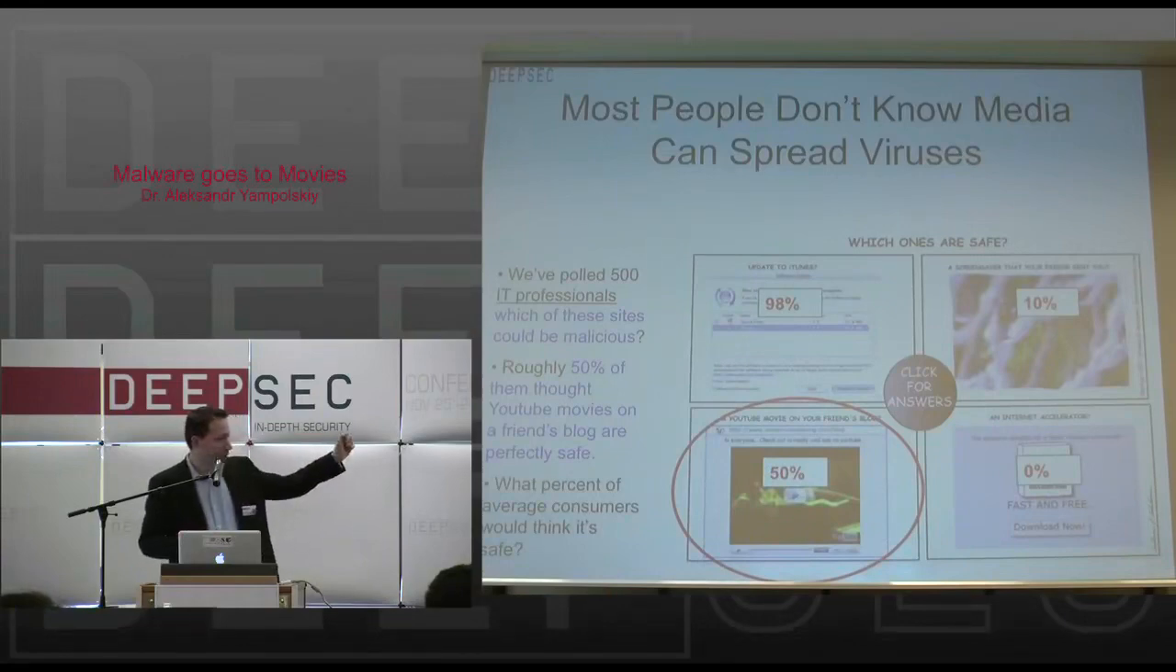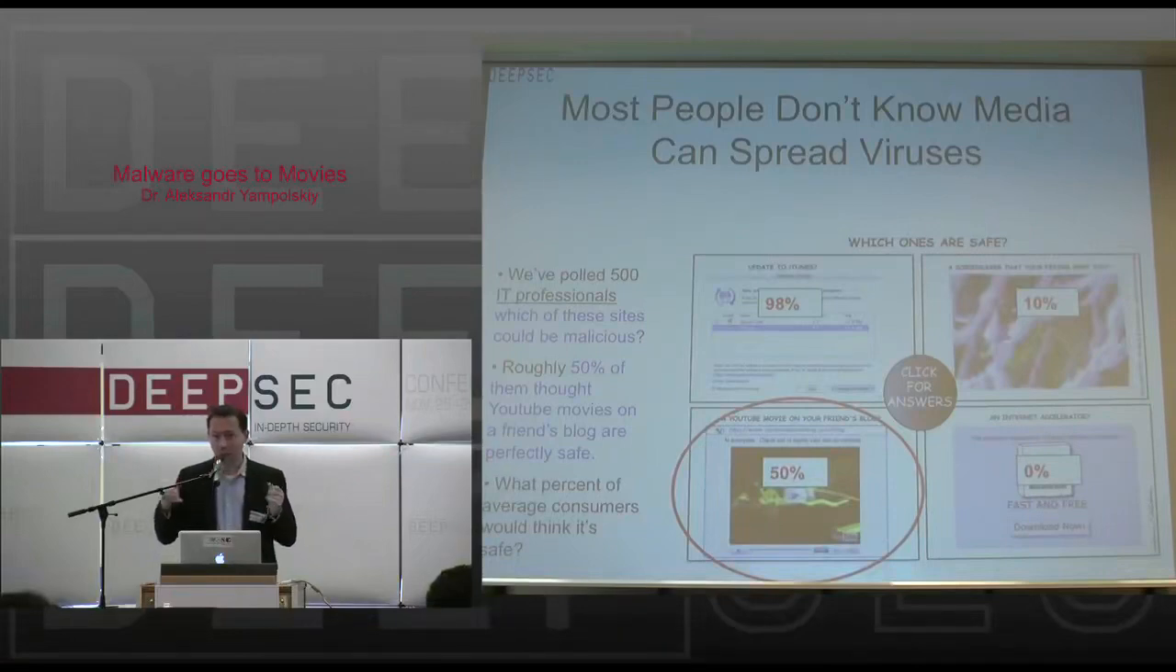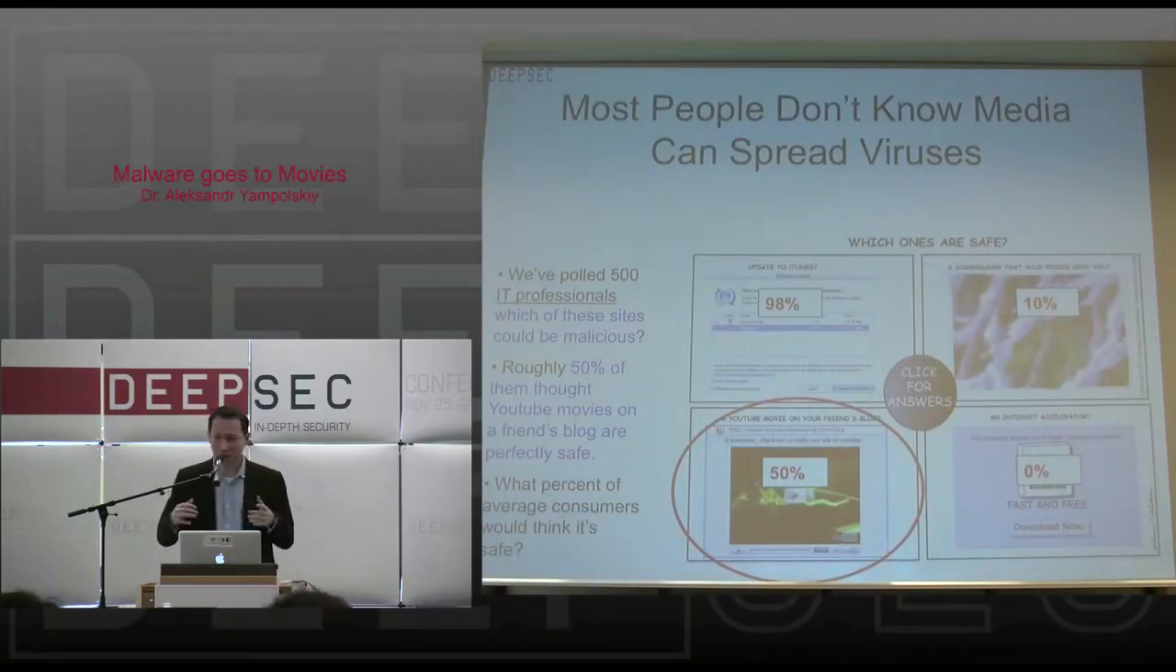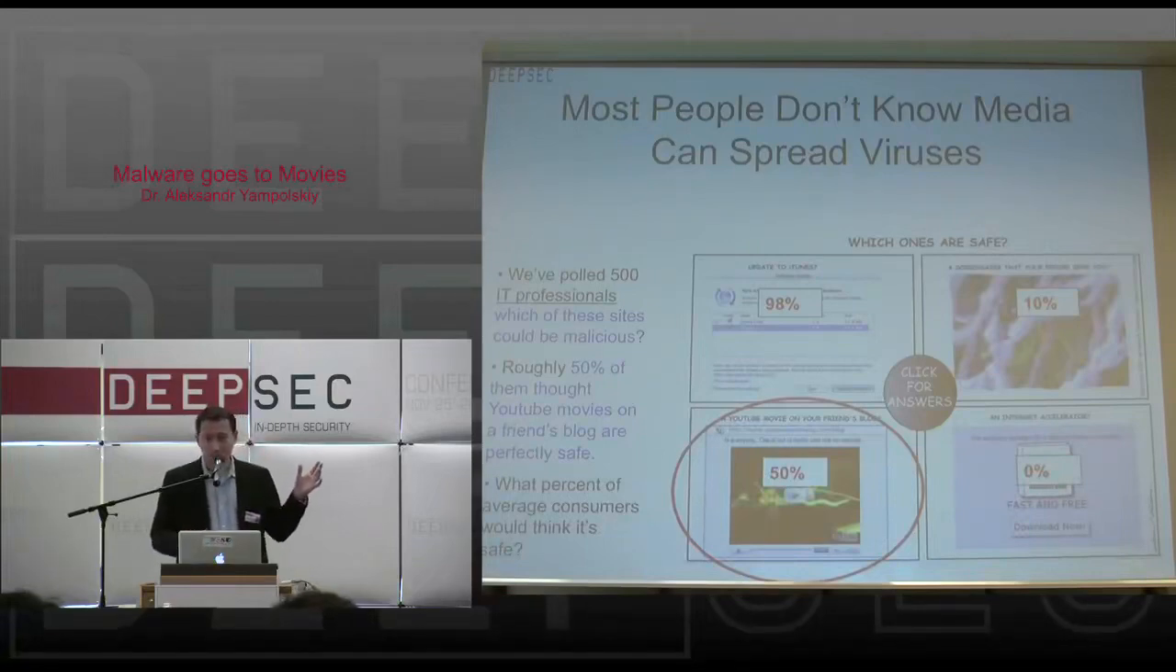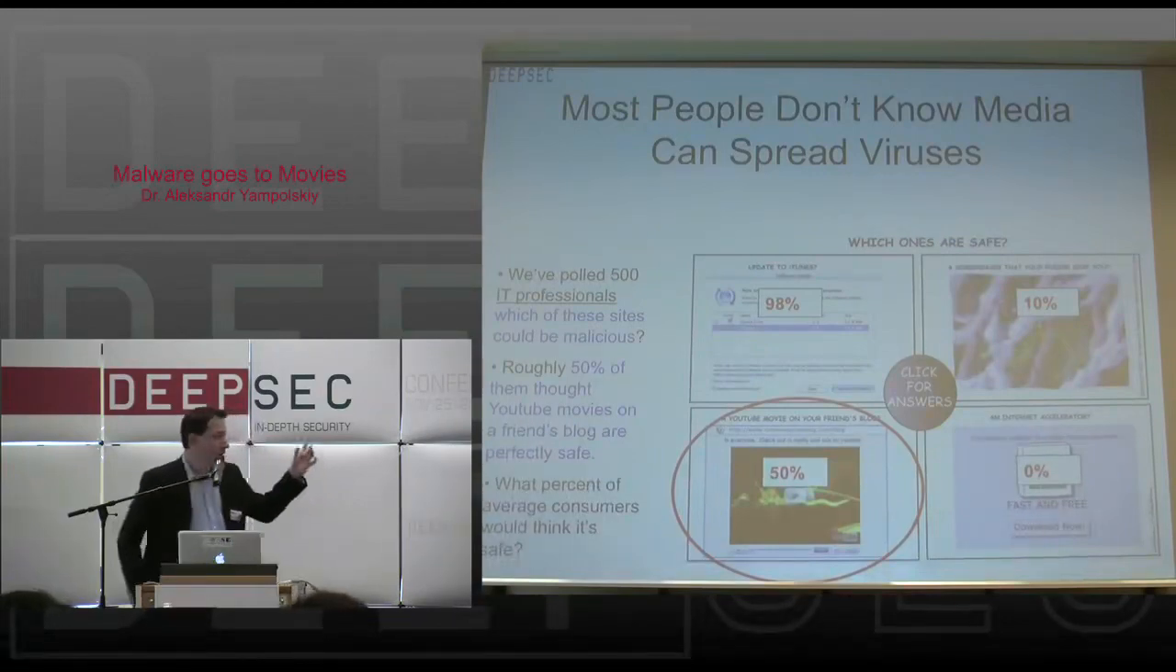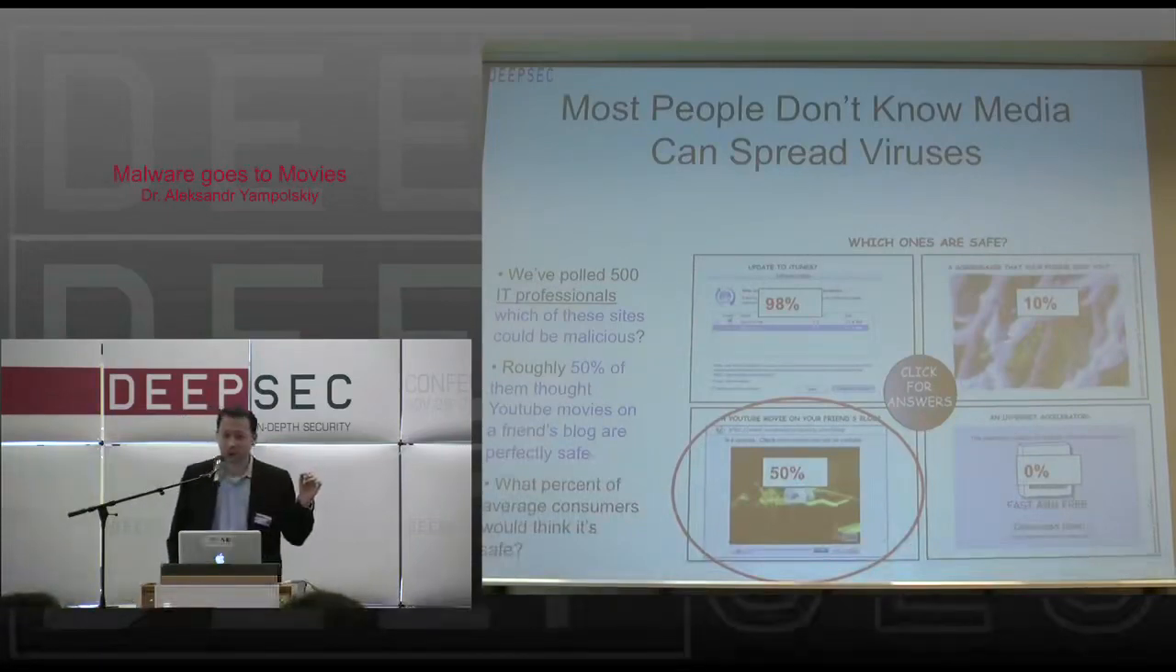And then I show them the bottom left corner, which says you go to a friend's blog, and there's a YouTube movie embedded on it. Is it safe to look at the movie? At that point, eyeballs start rolling, people are not sure, but they wake up usually during the presentation, and some of them say yes, some of them say no, so roughly it's a 50-50 breakdown. And most of those people are actually IT professionals. They know what they're doing. They're not average users. They work with computers on a daily basis. So out of those people, 50% think that YouTube movies on a friend's blog are perfectly safe to watch. If you poll a regular consumer, what do you think the answer would be? I would bet that most of them would think it's safe to watch.